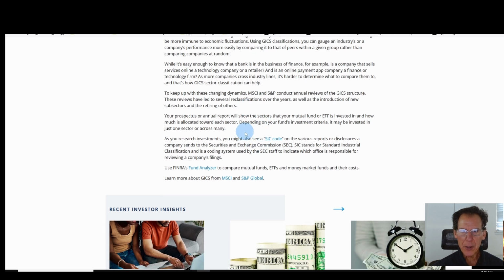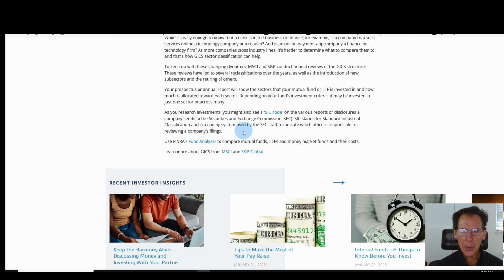Your prospectus or annual report will show the sectors that your mutual fund or ETF is invested in and how much is allocated towards each sector. Depending on your fund's investment criteria, you may be invested in just one sector or across many. As you research investments, you might also see a SIC code on the various reports or disclosures a company sends to the SEC. SIC stands for Standard Industrial Classification, a coding system used by SEC staff to indicate which office is responsible for reviewing a company's filings.